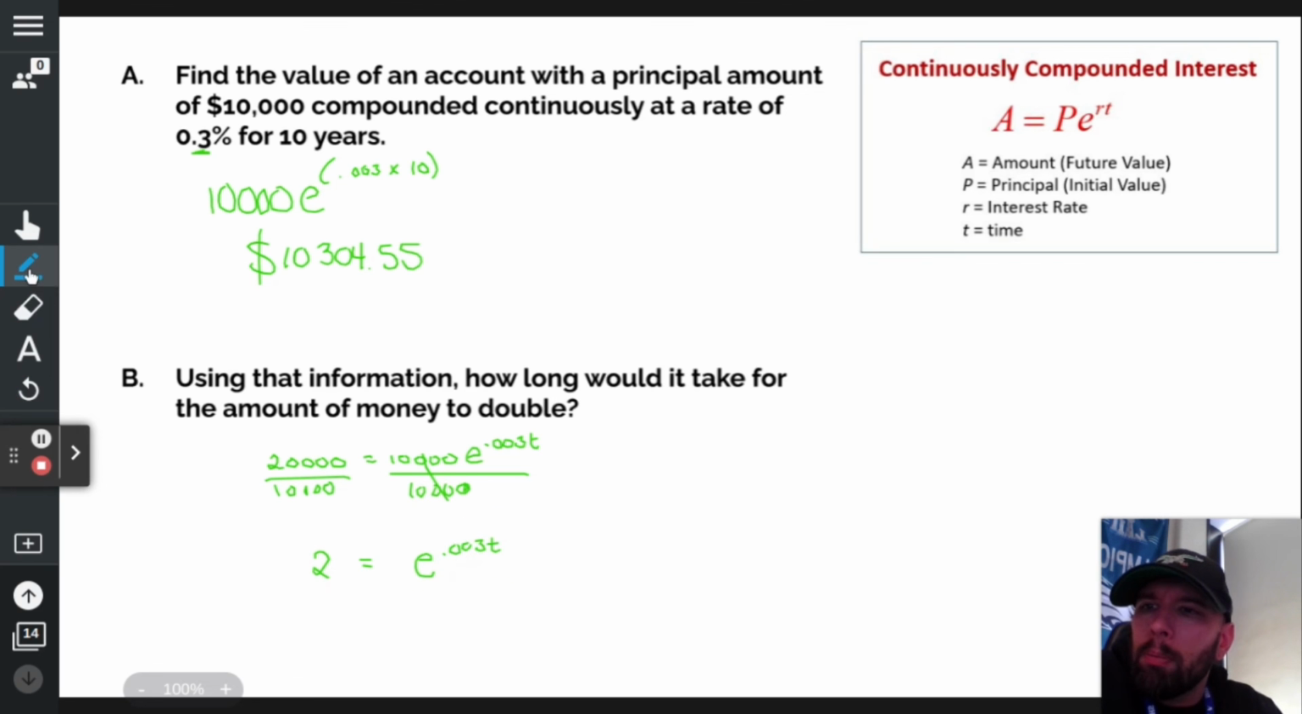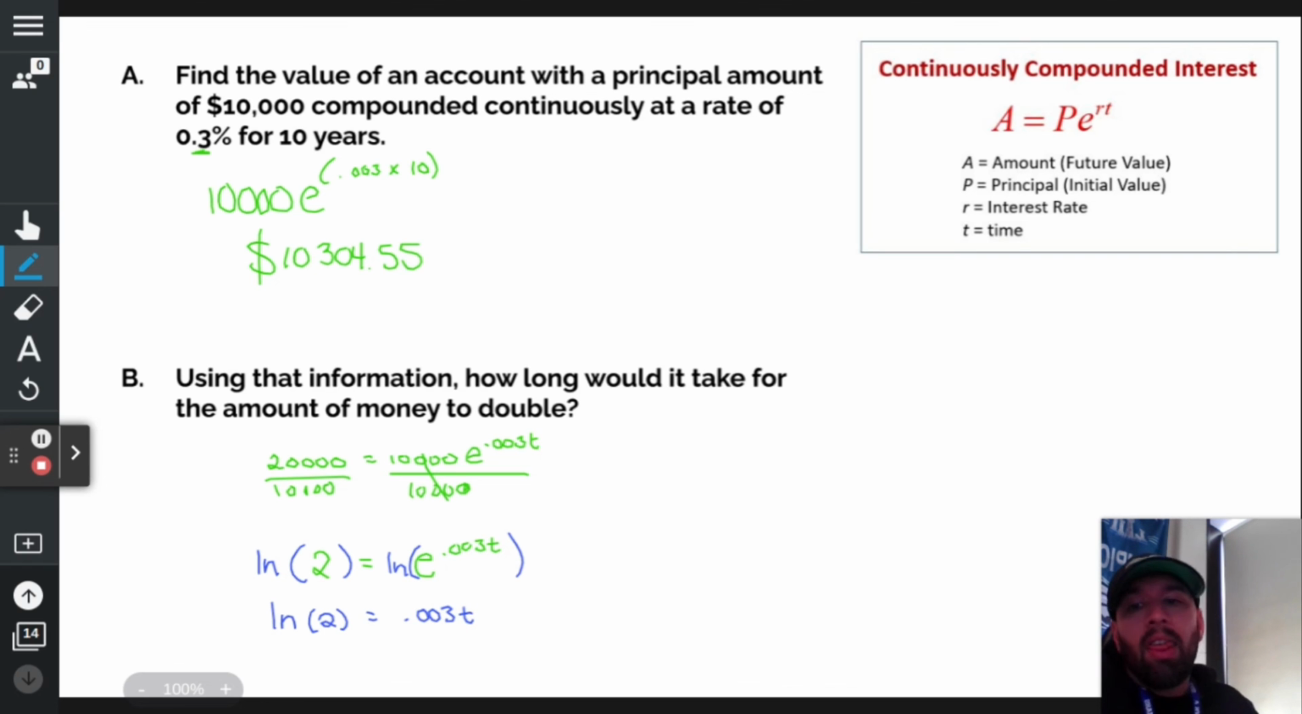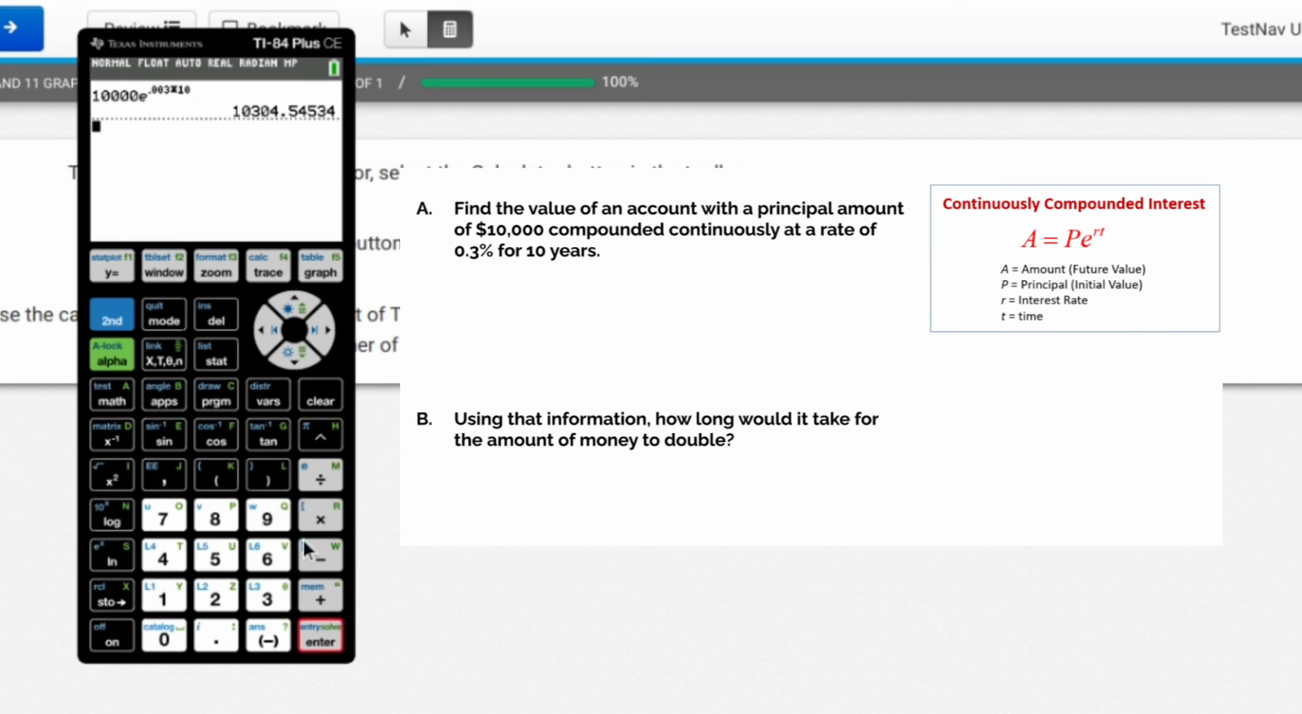0.003t. Let's ln both sides. When I do, it makes the e go away. So if we ln both sides, that leaves me with ln of 2 equals 0.003 t. So what I'm going to do is run to my calculator, find out what ln of 2 is, then divide that by 0.003, and then I'll get t. After we ln'd both sides, we have ln of 2, so that's the first thing I'm going to do, hit enter. That gives me that number right there.